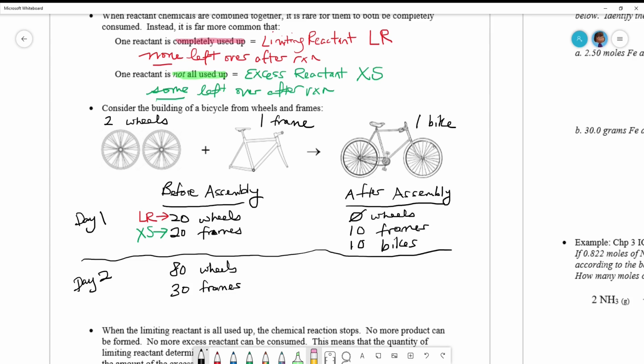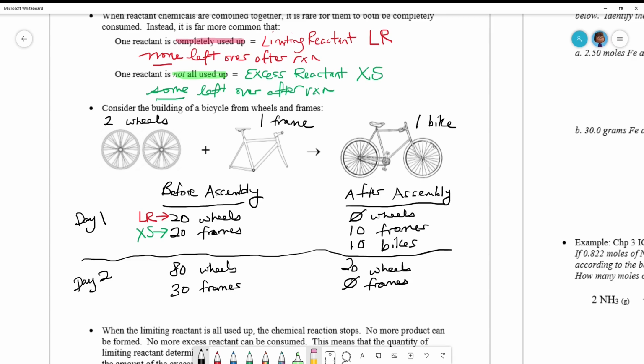Well, what are you going to have at the end of the day after you've built all these bicycles? Will you have any wheels left over, or will you have used all the wheels? Well, the answer is yes, there will be wheels left over. You're going to have 20 wheels left. And why is that? If you have 30 frames, how many wheels do you need? You need 60 wheels. And at that point, you've run out of frames, so we're going to have 0 frames left over.